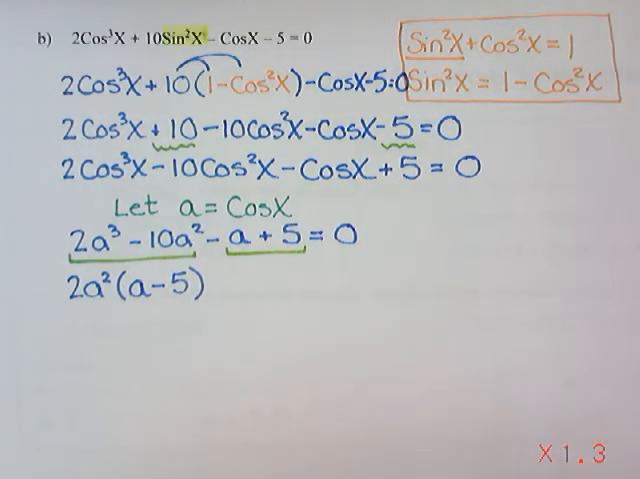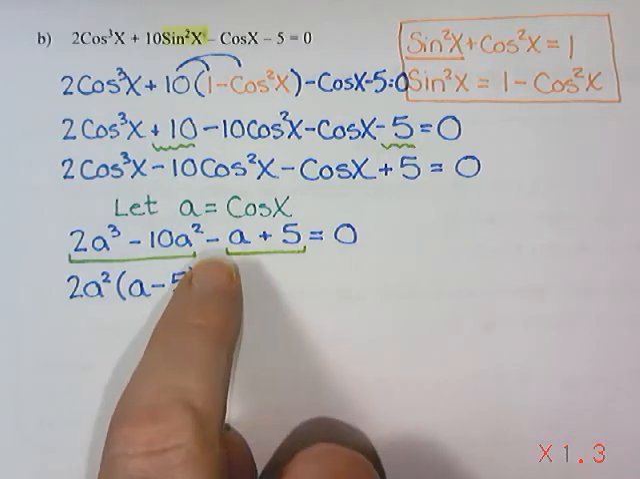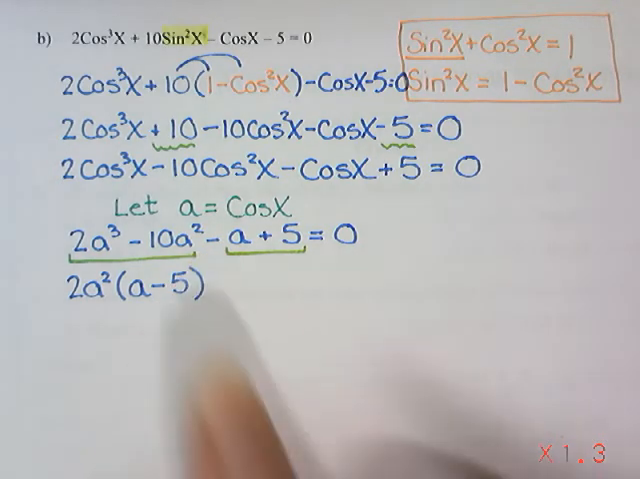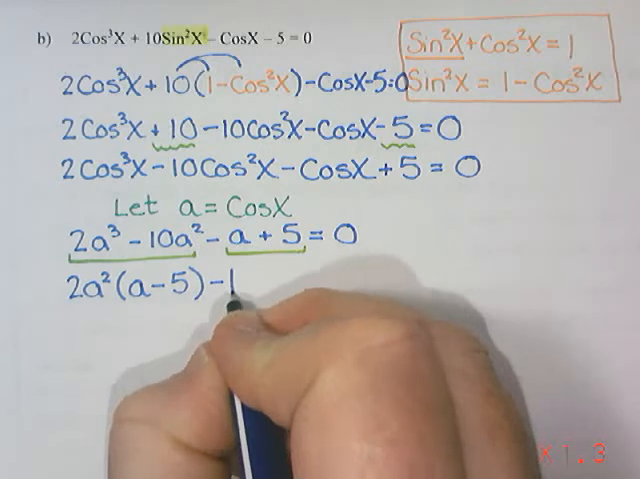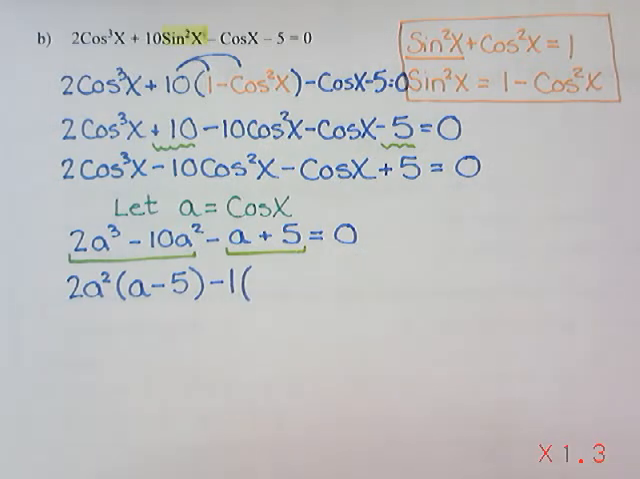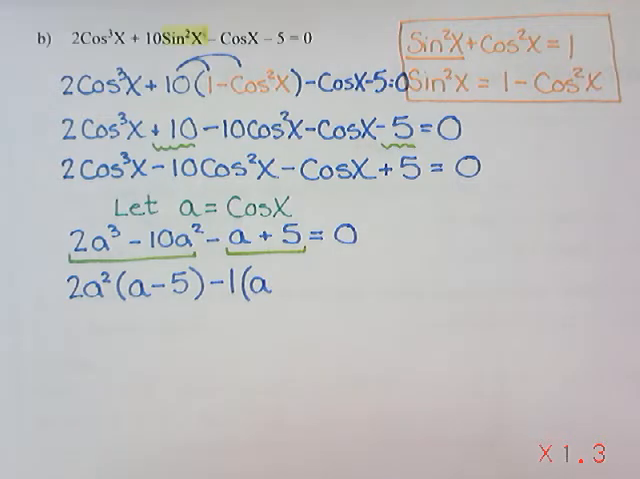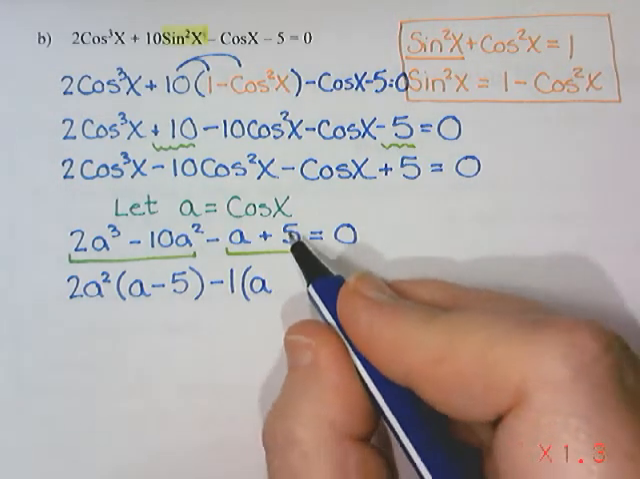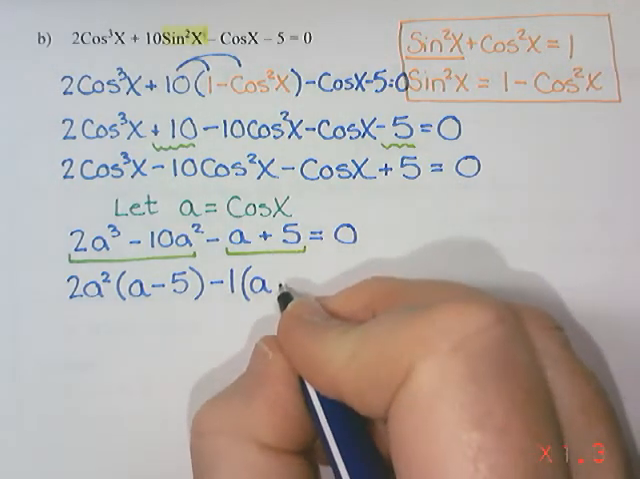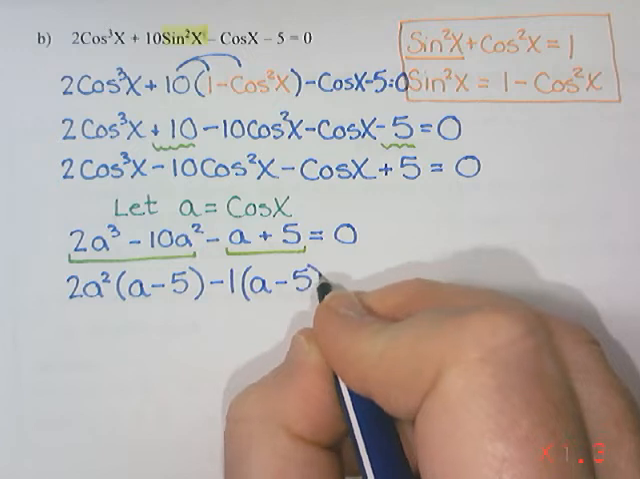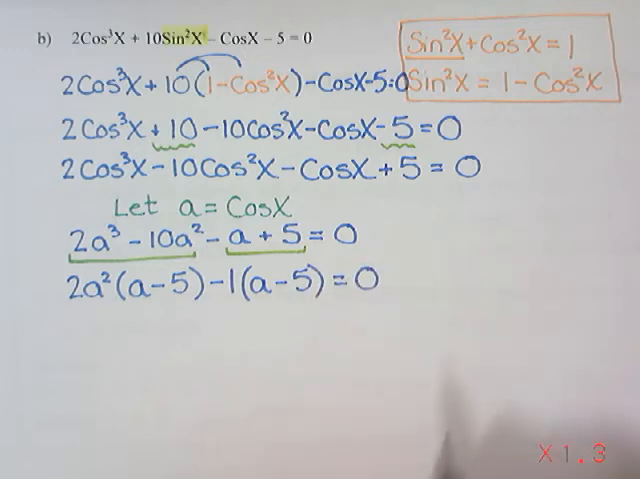The second pair, negative a and plus 5, don't really have anything in common. So I'm going to take out a 1. And because there's a minus sign in front of that first number, I'm going to take out a minus 1. Negative a divided by negative 1 is positive 1a, or just positive a. Negative 5 divided by negative 1 is negative 5. That still equals 0.